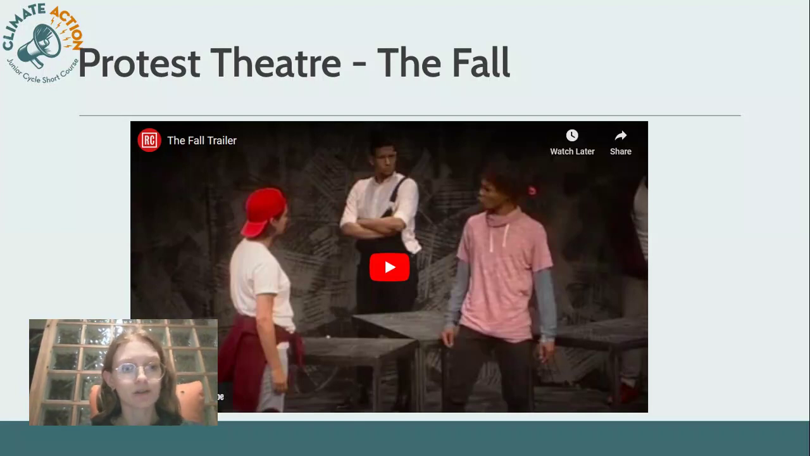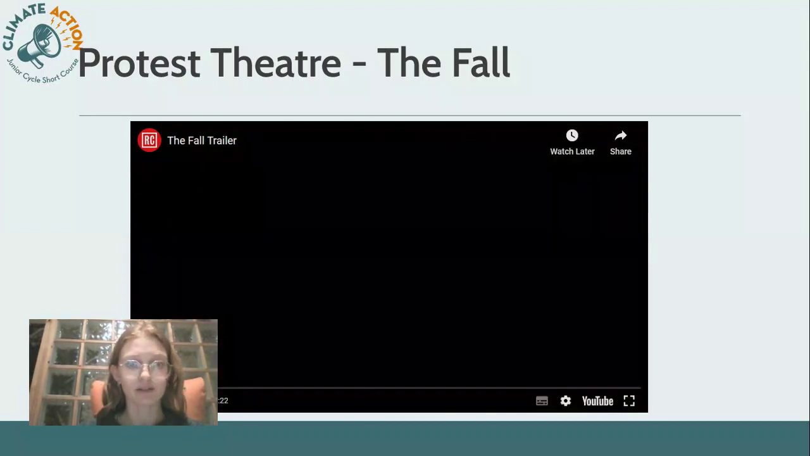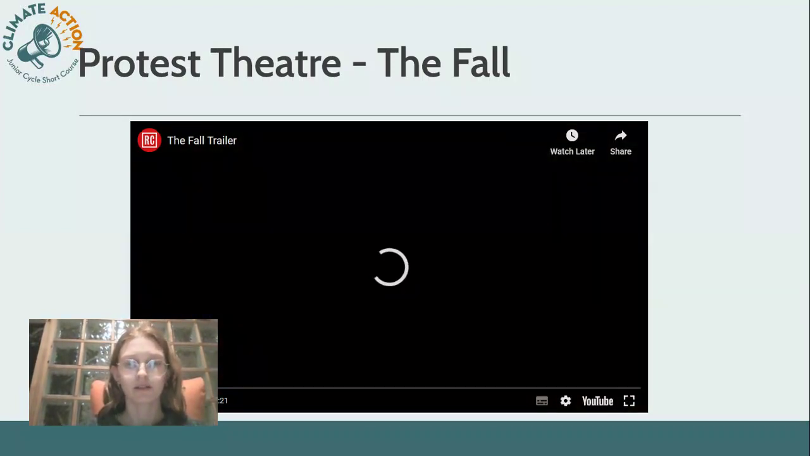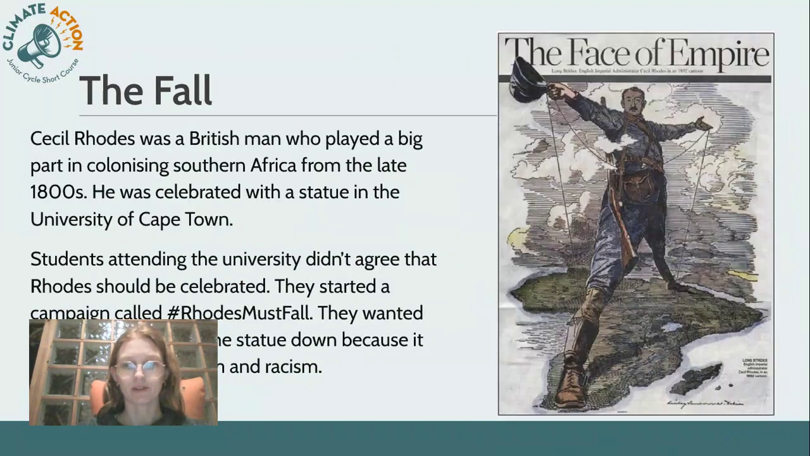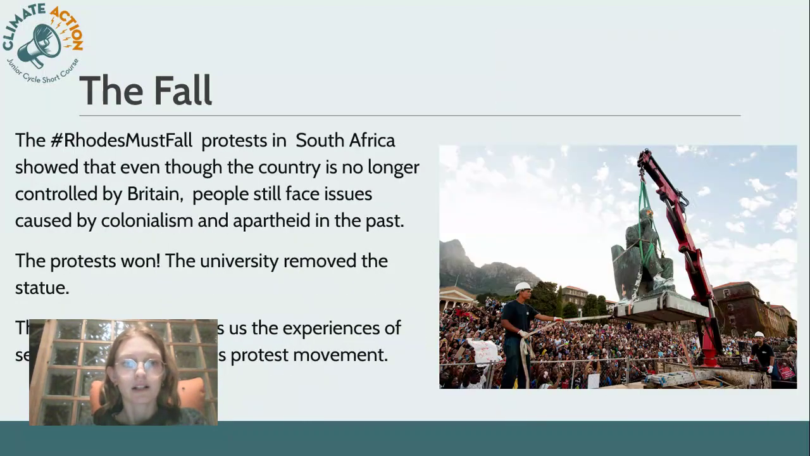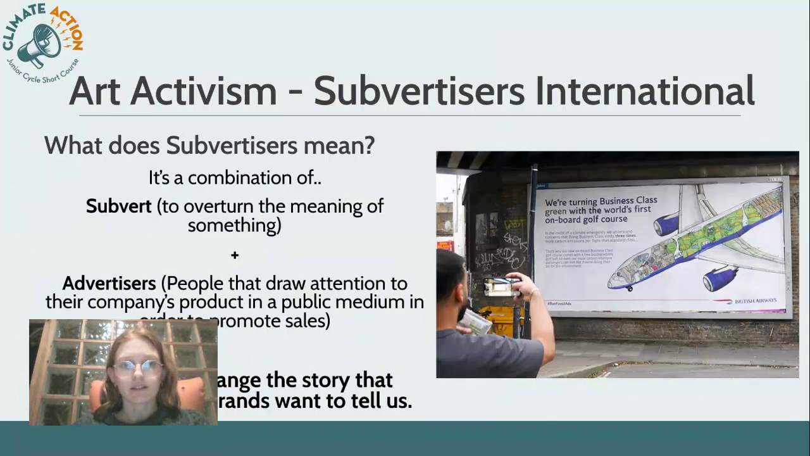And then some students made a play about the process. They did get the statue taken down, and they made a play about the process. And so this is a trailer of the play. That's another way of communicating issues. So yeah, this is Cecil Rhodes. And it got taken down in the end.